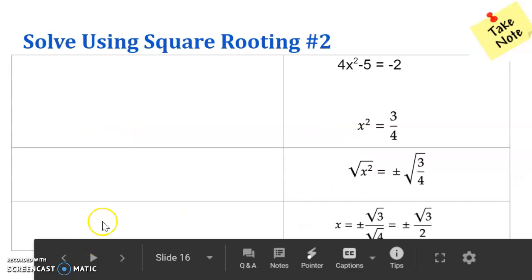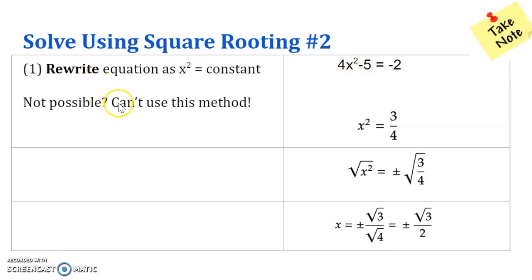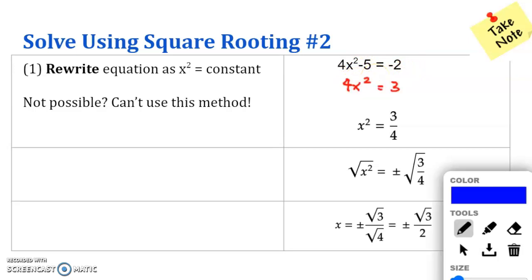Okay, let's bring it up a notch. What if you have 4x squared minus 5 is equal to negative 2? What do I need to do? The first thing is to rewrite the equation as x squared is equal to a constant. So x squared is equal to some constant means I need to get rid of this 4 and get rid of this negative 5. Just like when you're solving an equation, we always get rid of plus or minus first by adding or subtracting. So adding 5 to both sides, you get 4x squared is equal to 3.